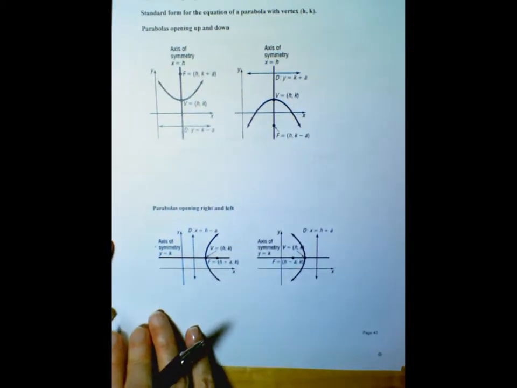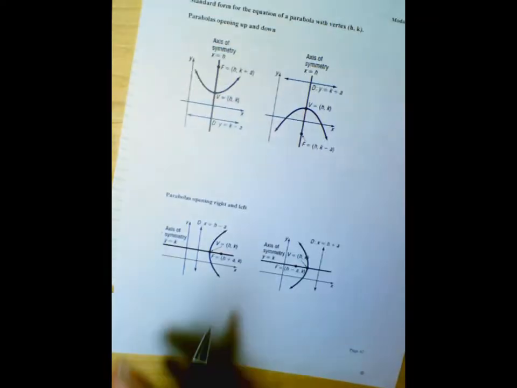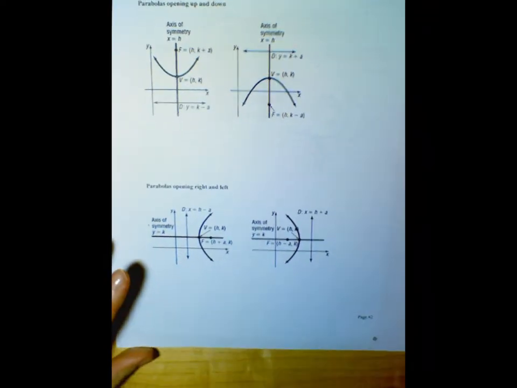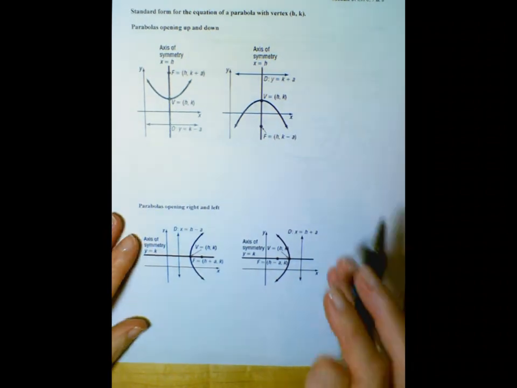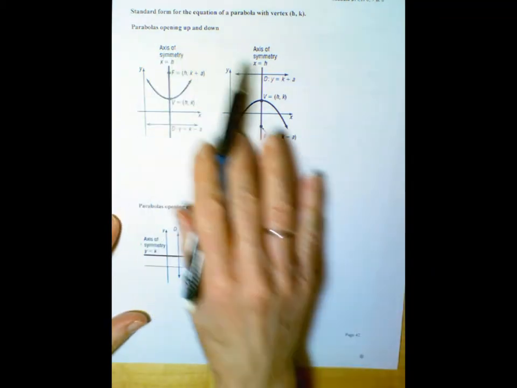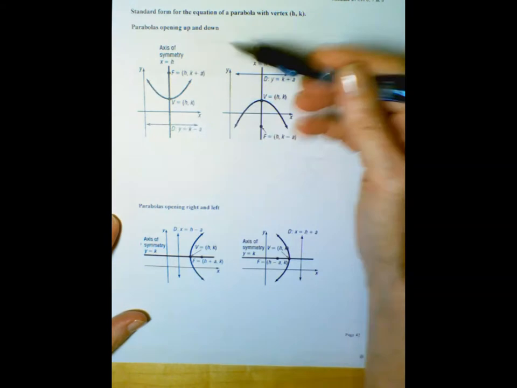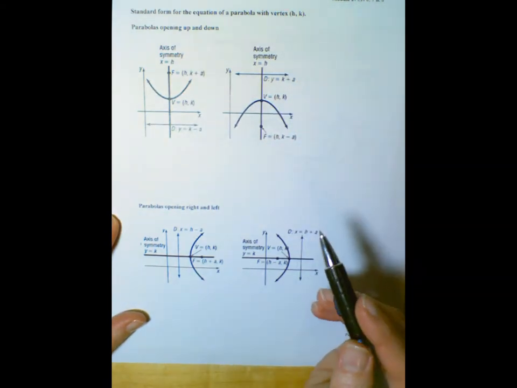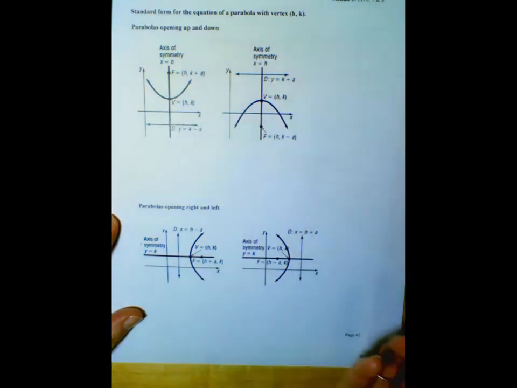So the equations for our parabolas are given here. Standard form for the equation of a parabola with vertex (h, k). So we have four types. First, the ones that open up and down. Recall, these are our functions, right? They pass the vertical line test. We've talked about them before. We haven't talked about the right and left ones because previously we talked about functions, and those would fail the vertical line test, so we weren't looking at those.